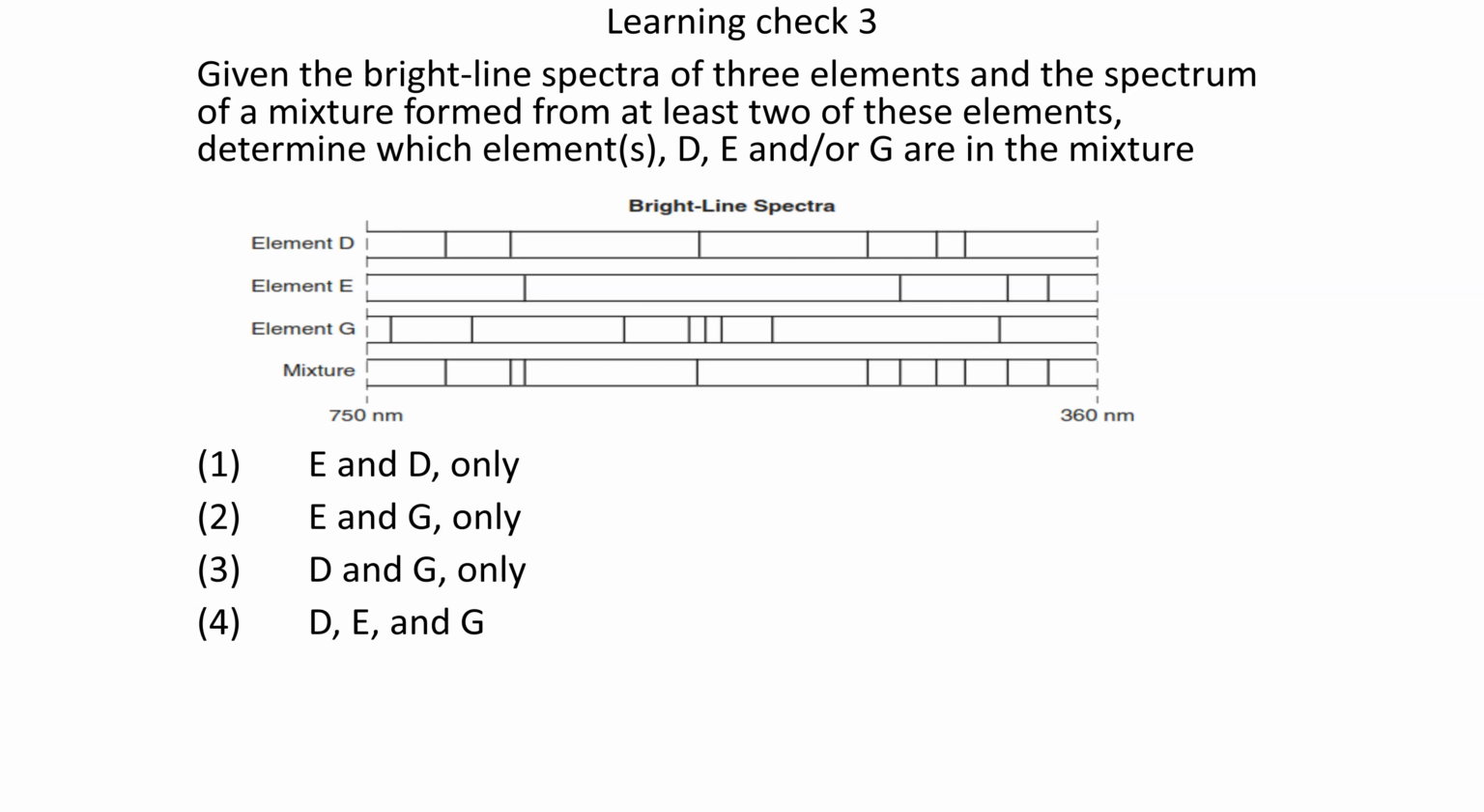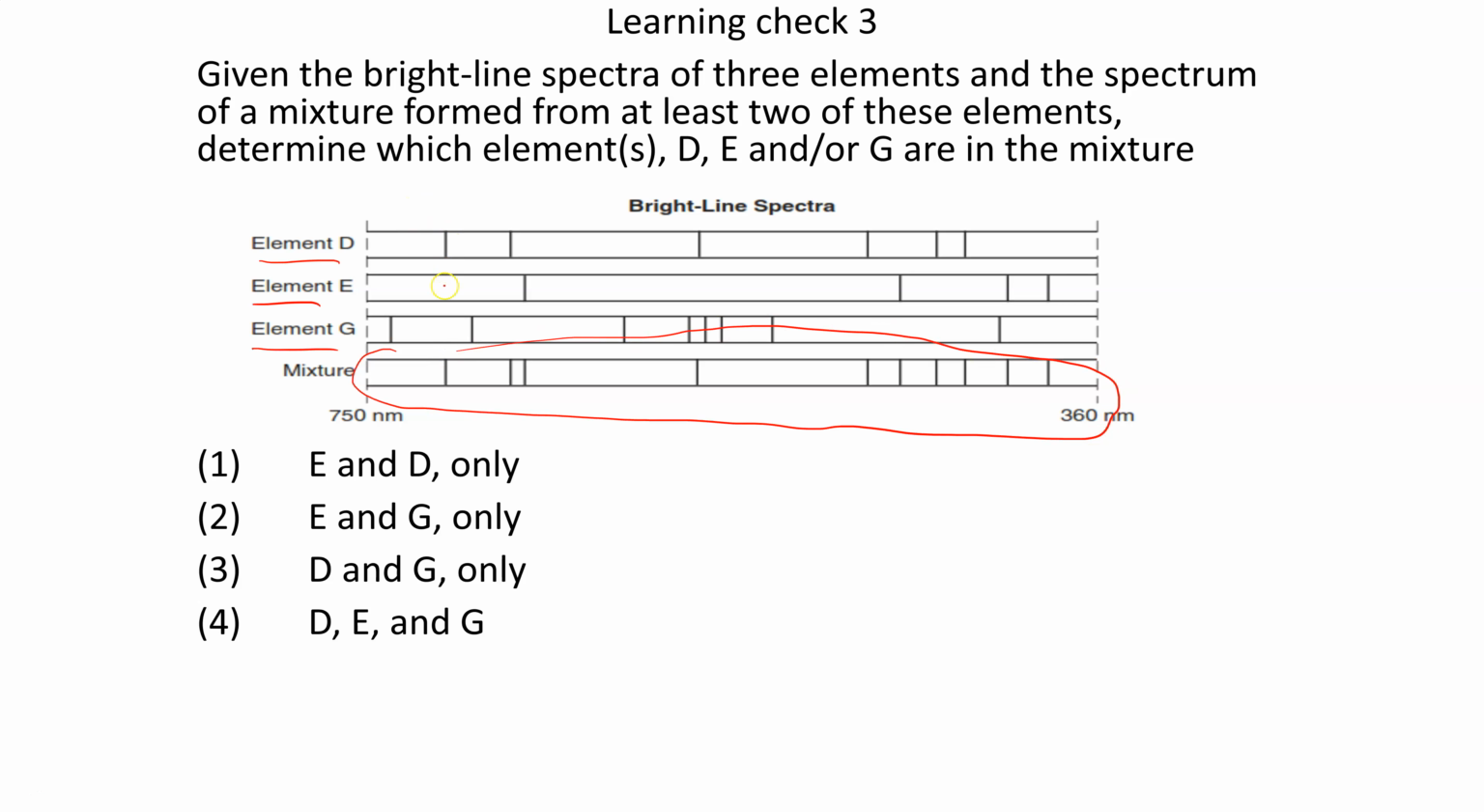All right, last thing we're going to go over is how to use emission spectrum to identify elements. So here's an emission spectrum for D. This is for E. This is for G. So there's a color pattern produced for each of these. And what I want to know is which elements are used to make up this mixture. So how do I do that?